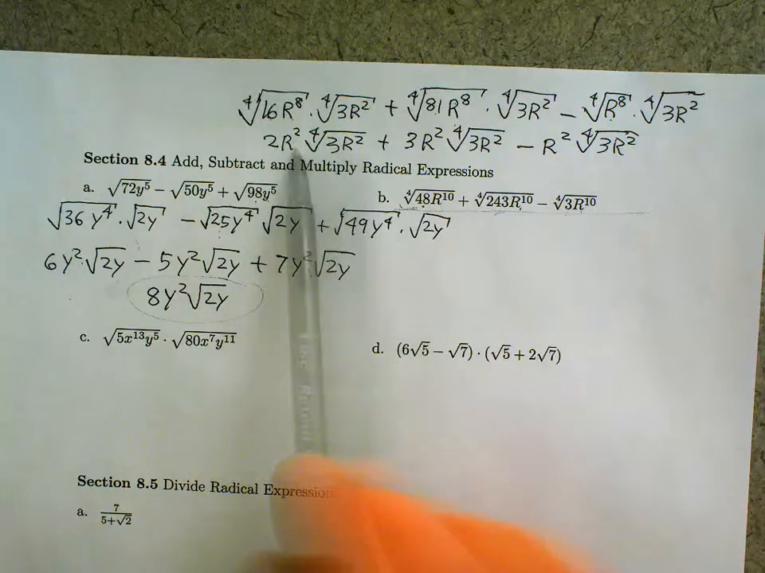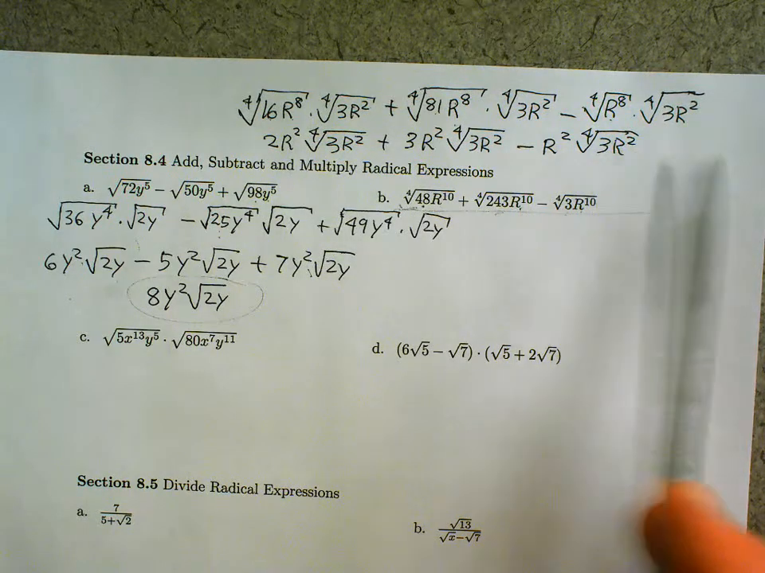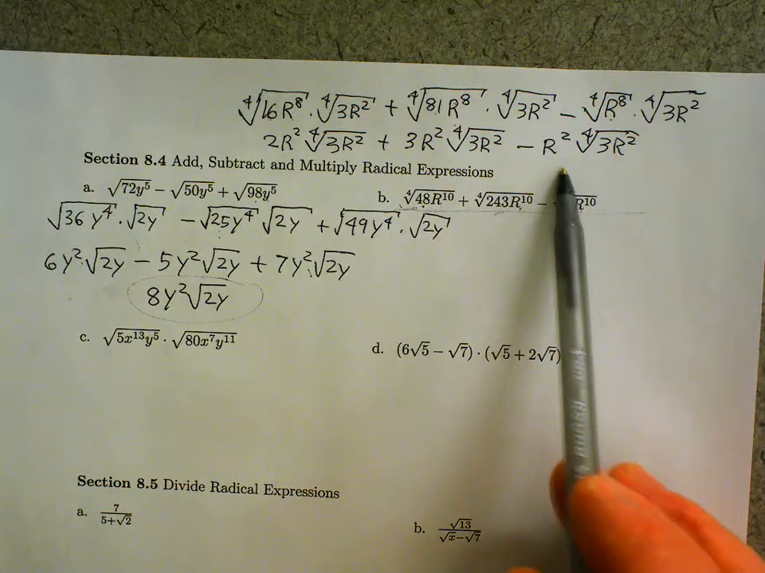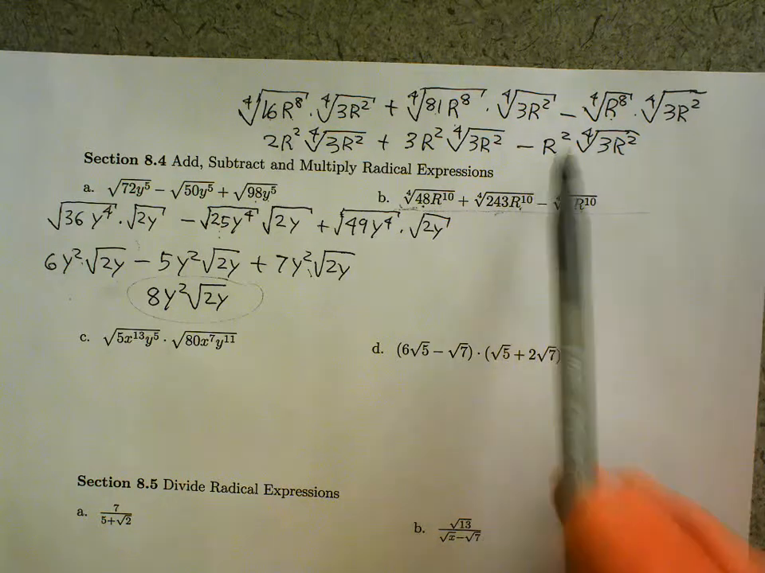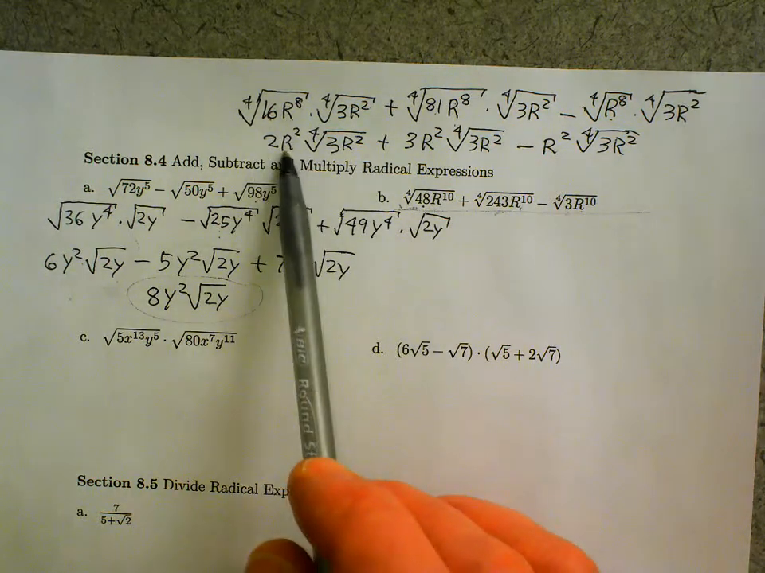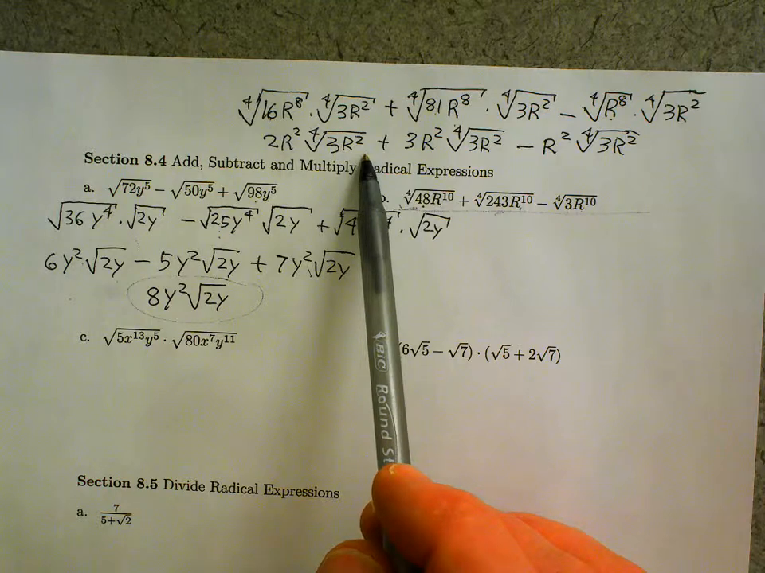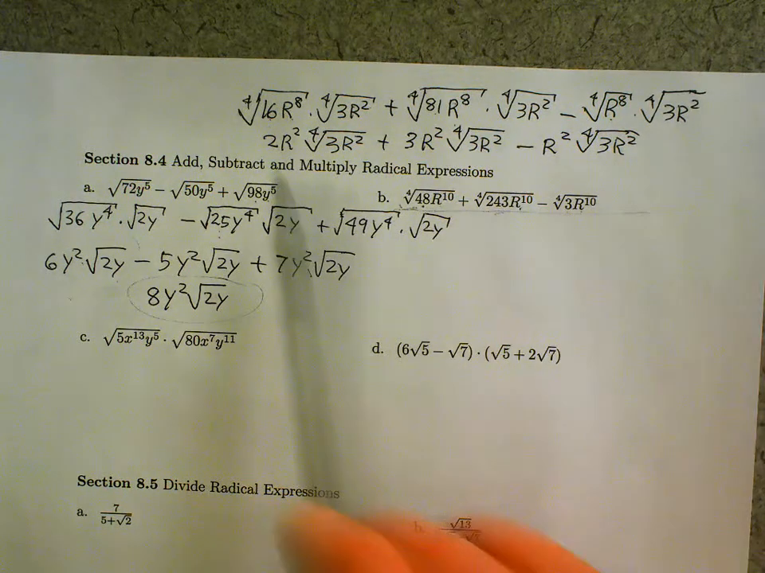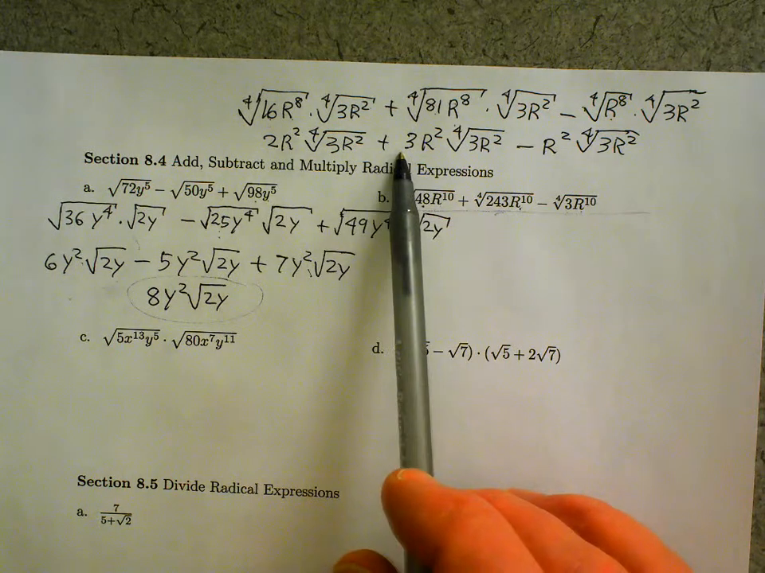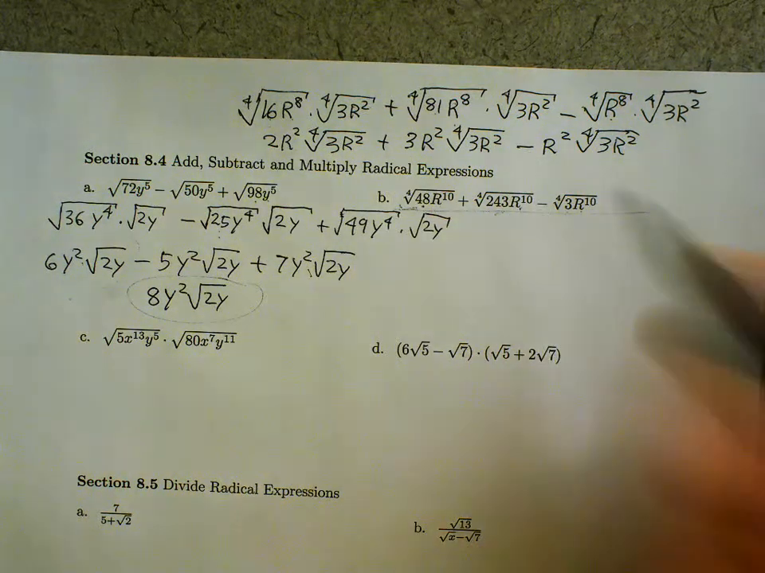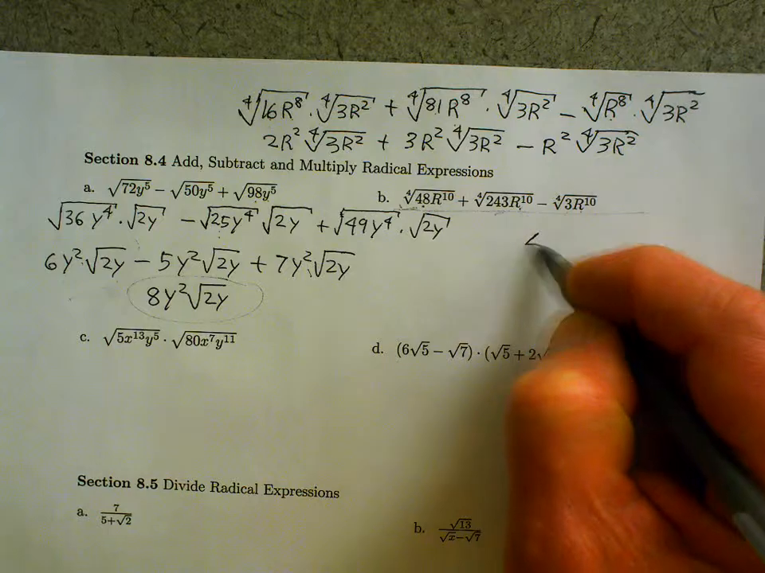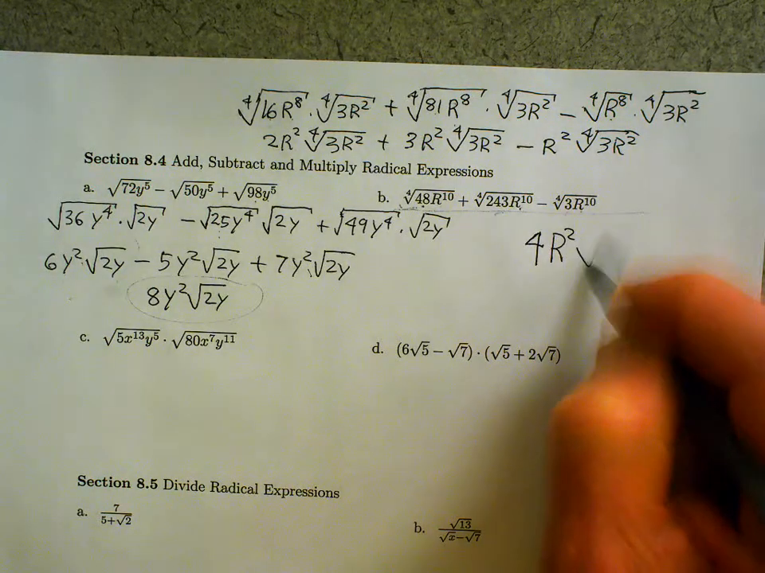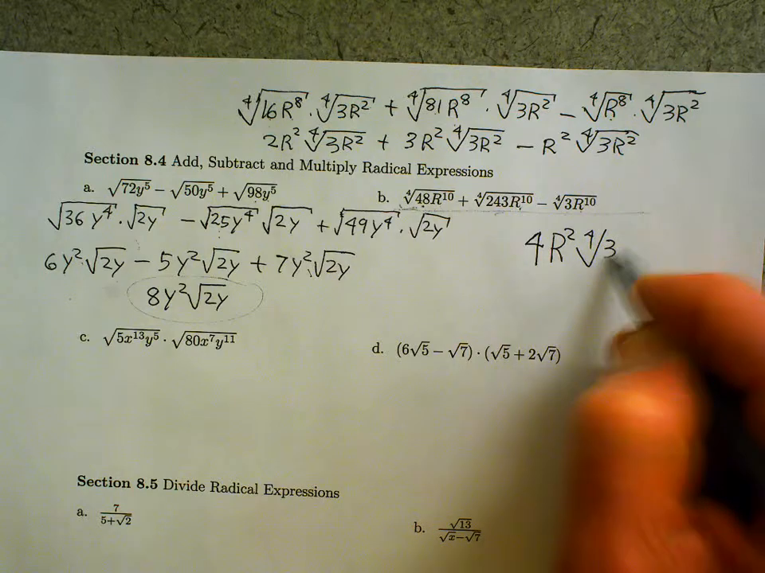All three terms are like terms. They have the same exact radicals, but also the same variable parts on the outside. So we have 2 times all of that plus 3 times the same minus 1. So when we combine those, 2 plus 3 is 5, 5 minus 1 is 4. So our final answer for this one is 4 times r to the second times the fourth root of 3r to the second.